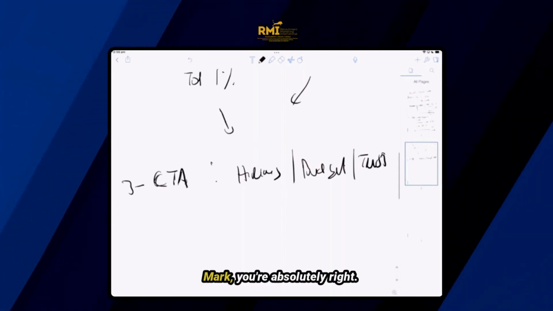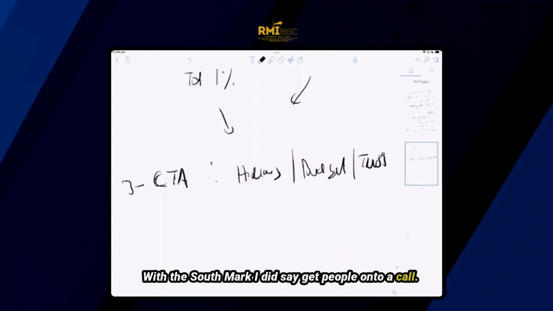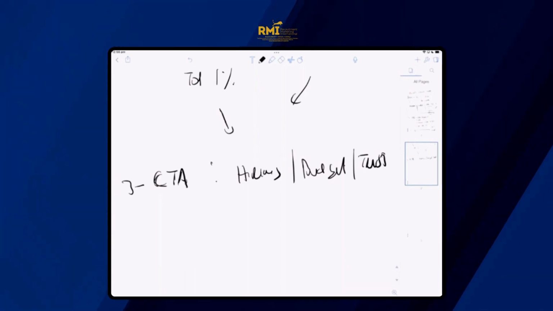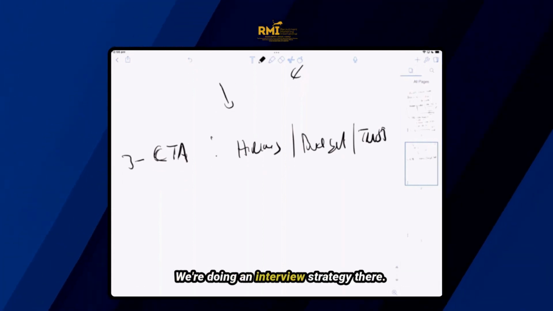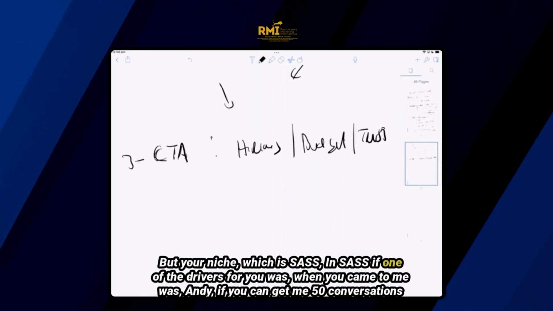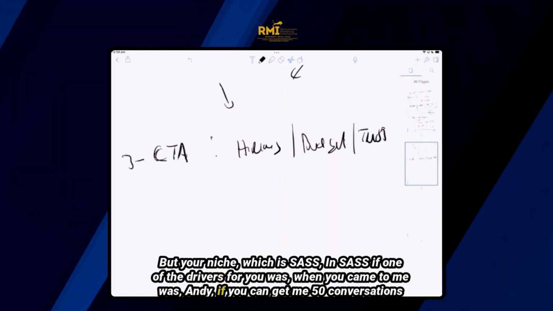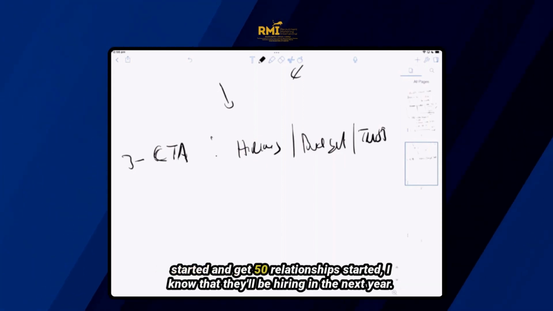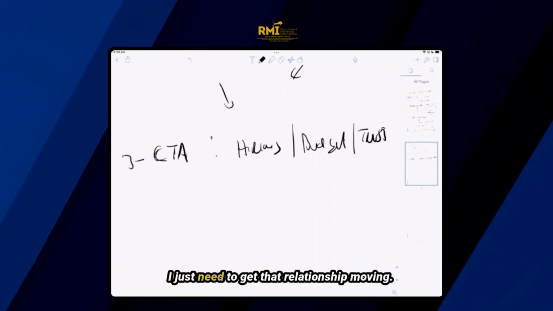Epic, good. Mark, you're absolutely right. With yourself, Mark, I did say get people onto a call. In your case, it was senior candidates and it was C-suite. We were doing an interview strategy there, right? But in your niche, which is SaaS, one of the drivers for you when you came to me was, Andy, if you can get me 50 conversations started, get 50 relationships started, I know that they'll be hiring in the next year. I just need to get that relationship moving.